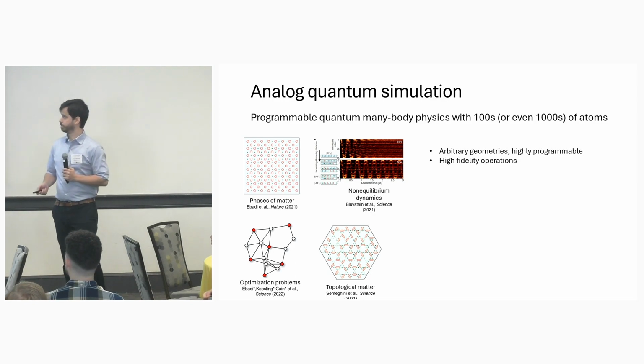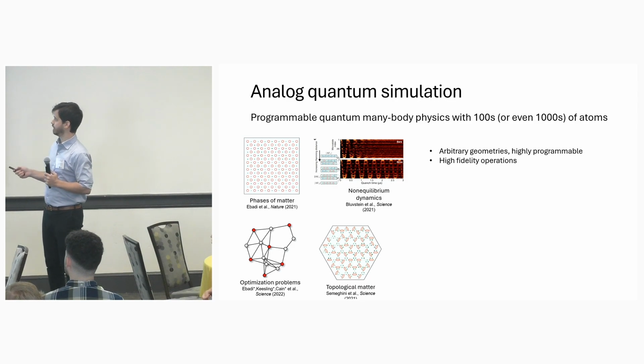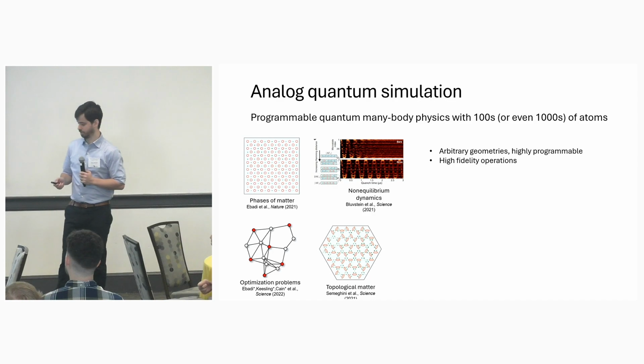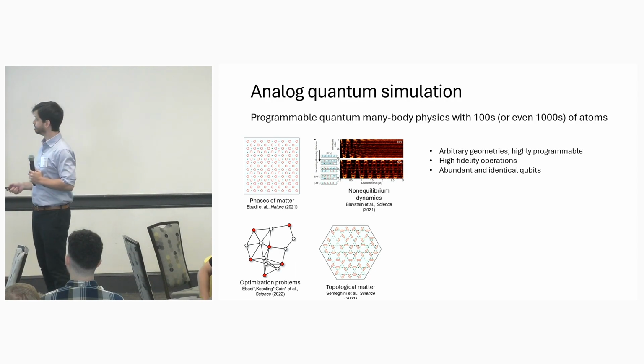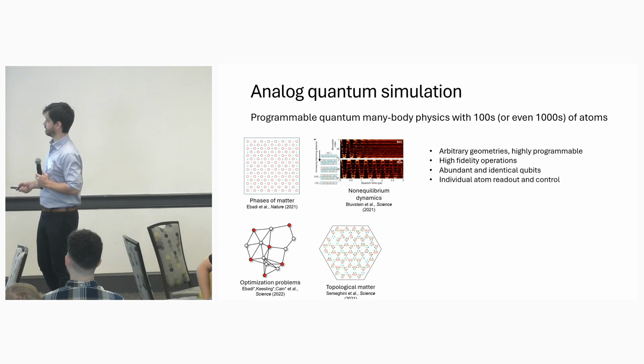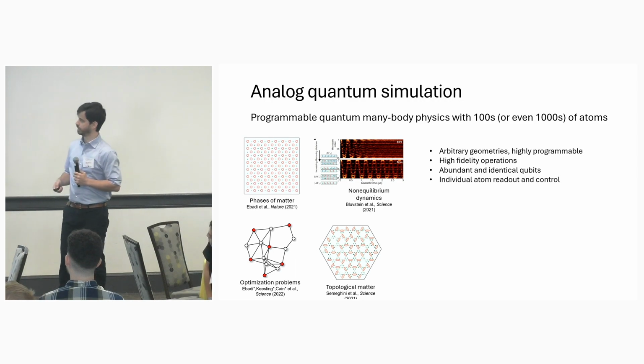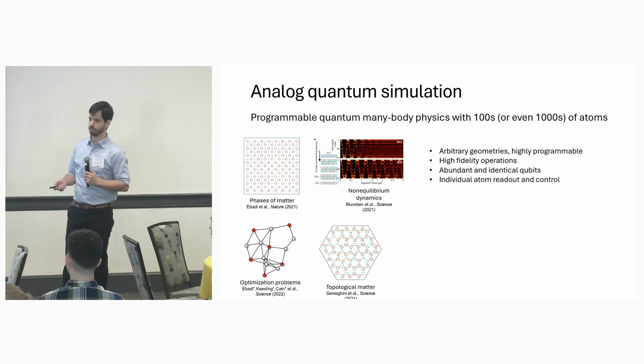So these systems are pretty nifty. You can get these arbitrary geometries which are highly programmable. You have high fidelity operations, which I'll mention in a few. And you get these abundant and identical qubits. We typically work with systems of hundreds of qubits, but recently people have already shown arrays of several thousand atoms, for instance at Caltech. And we get this individual atom readout, and something new that we've added recently is also individual atom control in the context of these analog experiments, which we'll use in this project.